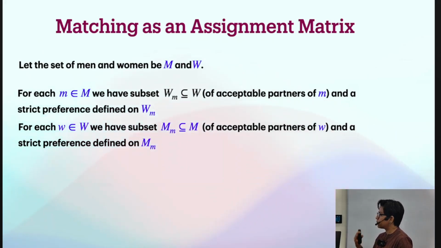The preferences are strict, as we have seen before. Symmetrically, it's the same from the women's side. Each woman has a subset of men that she finds acceptable as partners, and she has a strict preference over that set.